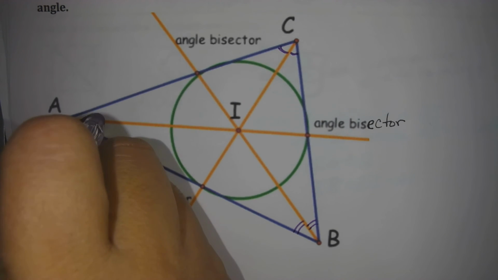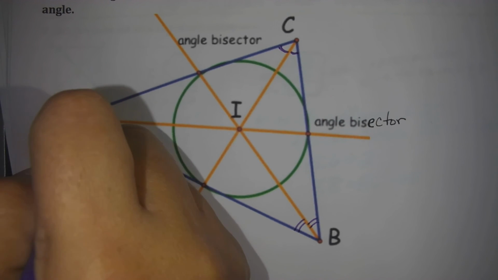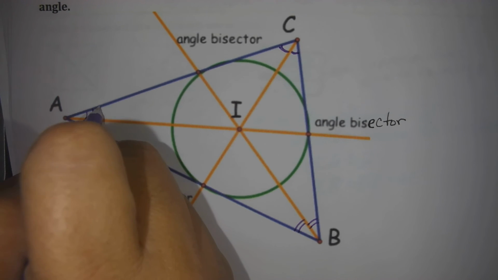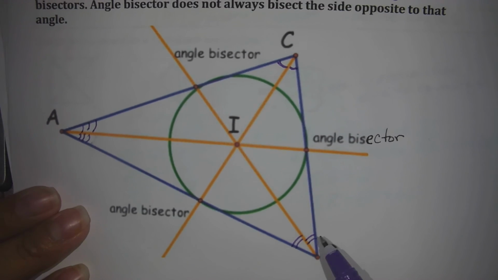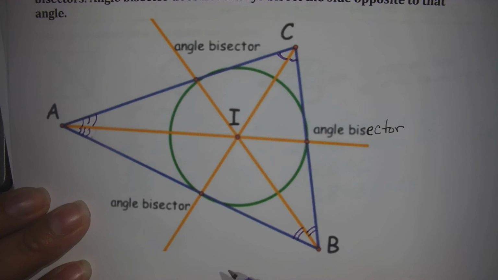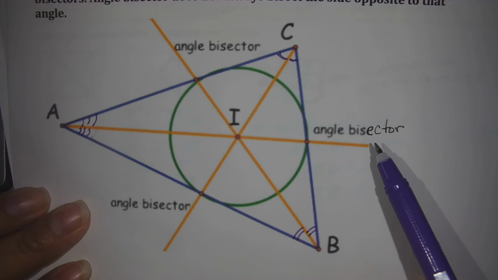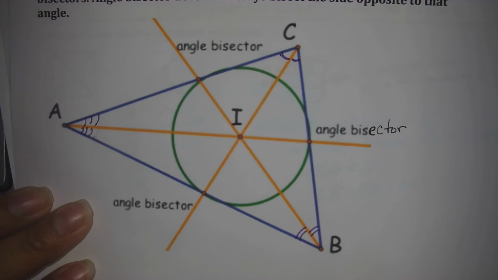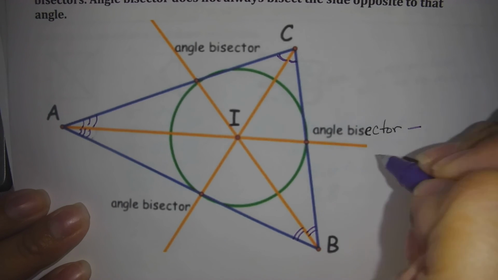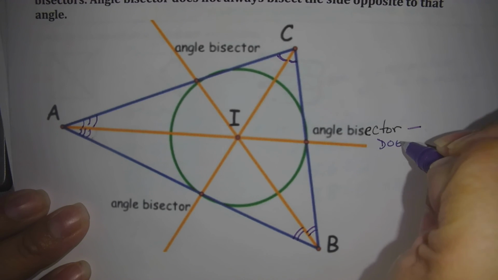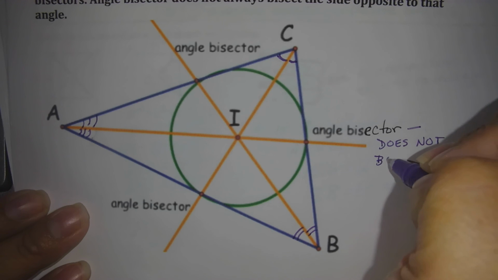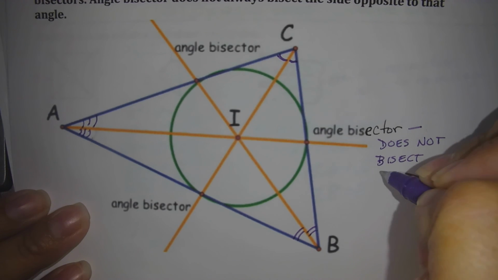I don't know, I put 4. Should be 3. 1, 2, 3. So all of these angles are split in half. Notice that the angle bisector does not have to do with splitting the side in half. So we're going to make a note right here. Does not bisect the sides.